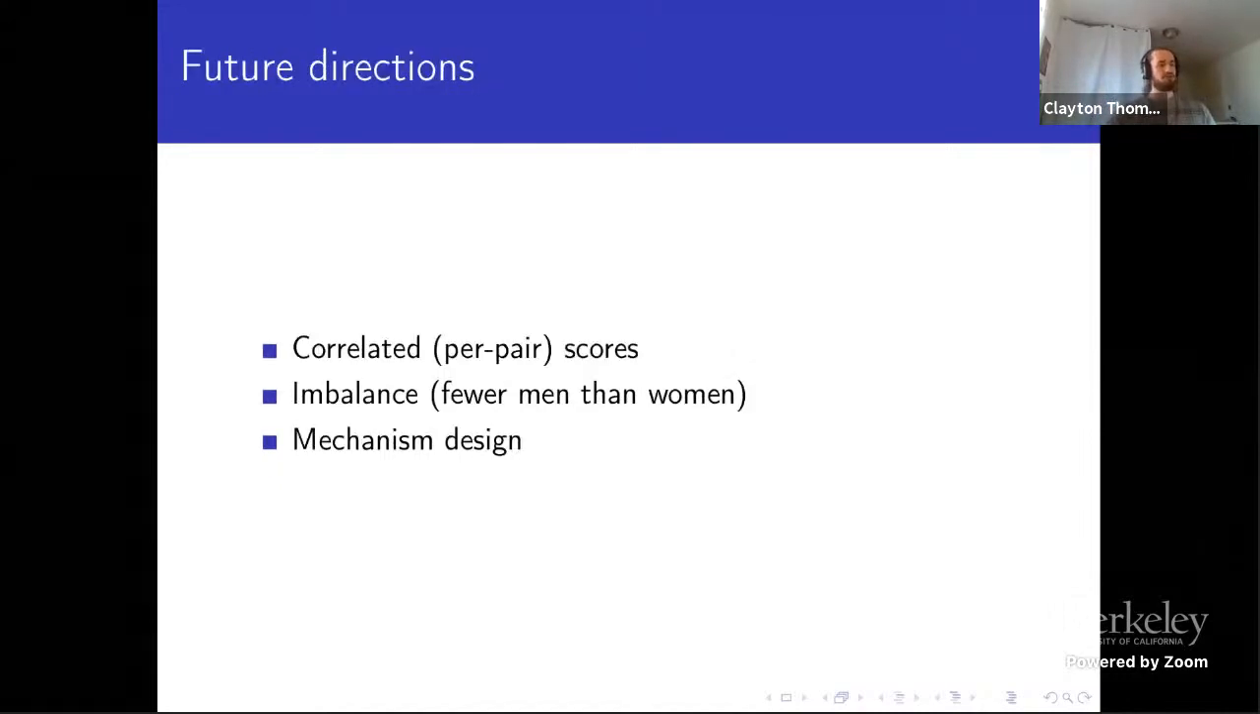So for future directions, we would like to extend the model, say, to private scores instead of public scores. Things get a little more interesting when there are a lot more agents on one side. And we think a lot of these techniques or intuitions can be applied to mechanism design, but that's, of course, for future work. All right, thanks.